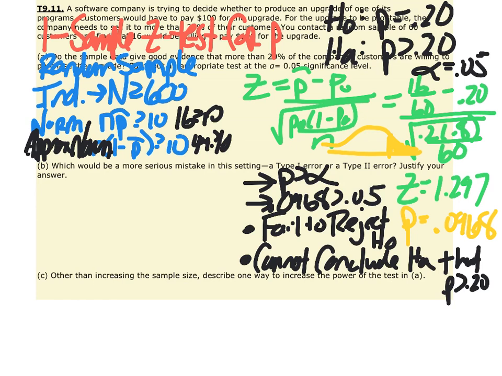In the type 1 error, remember, we would actually produce this upgrade. It would cost our company money. The type 2 error, we wouldn't do anything, so we'd lose profit. In this case, the type 1 error would have cost more money out of our pocket, so the type 1 error is more serious of a mistake. Now, letter C, other than increasing the sample size, describe one way to increase the power of a test. Increasing sample size is a great way to do it, but another great way to increase the power of a test that's really easy is just to go ahead and increase your alpha or your confidence level.